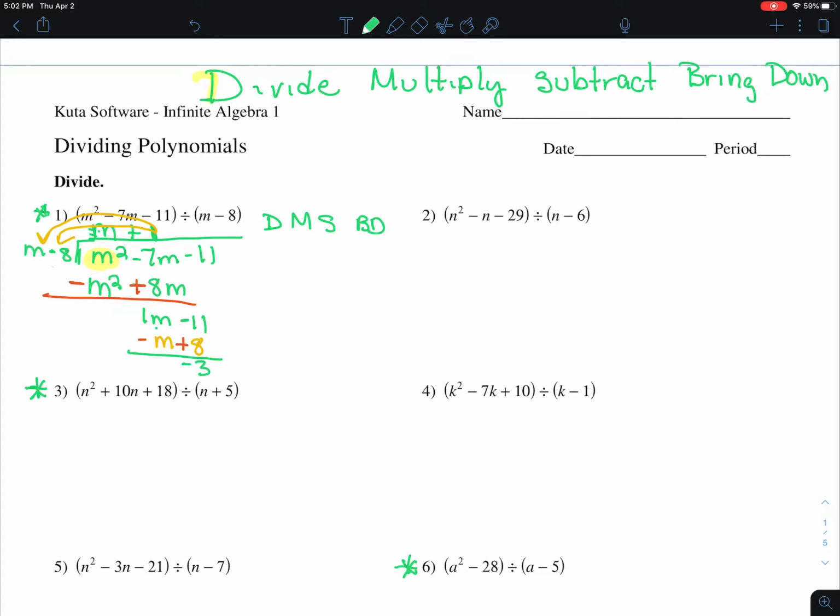So how do I write that? My answer then is m plus 1. I got that from there. And then plus my remainder over my divisor. Or I could write that as m plus 1 minus 3 over m minus 8.